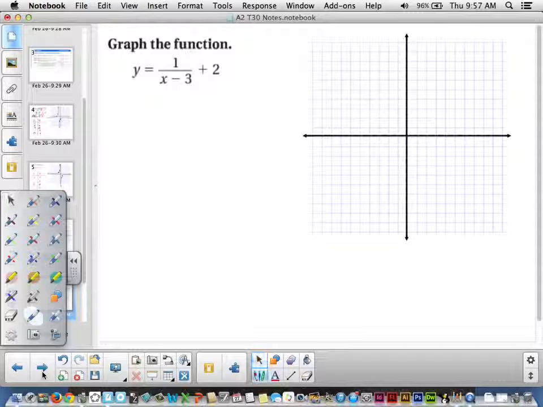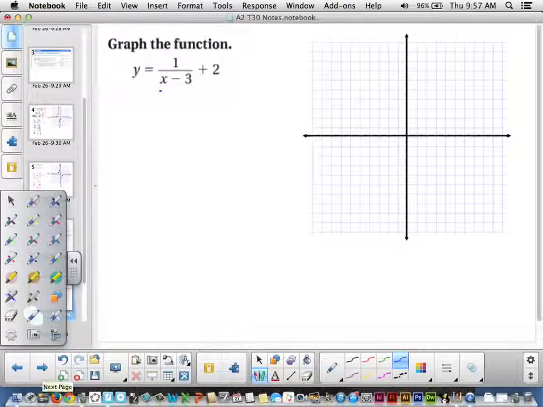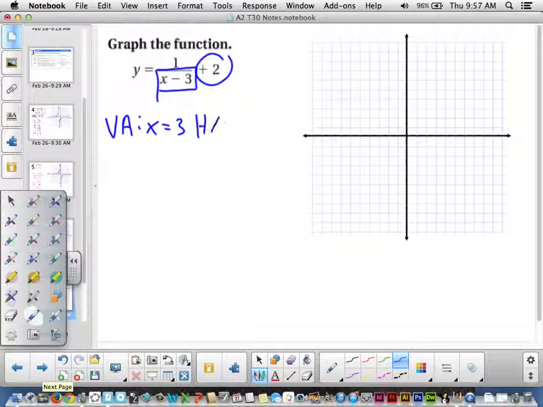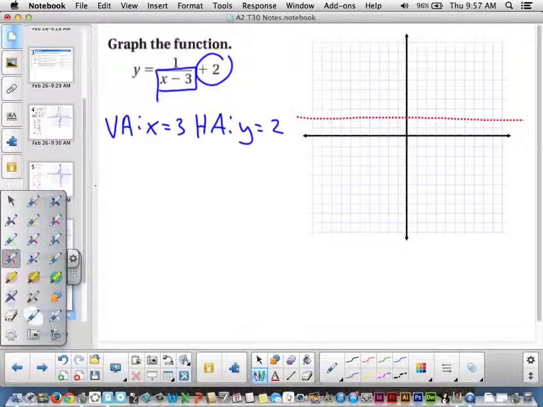All right, first find your asymptotes. There's a shift right 3 here, so our vertical asymptote is at x equals 3. There's a shift up here, so our horizontal asymptote is at y equals 2. Let's sketch those. Y equals 2 comes through here. X equals 3 comes through here.